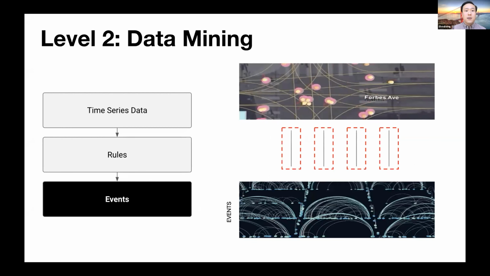Then, as soon as we clearly define the rules, we can scale this up on the existing dataset, and we can identify all instances where we see pedestrians crossing the street. And that's where you go from raw time series data to mined data, and the figure on the bottom illustrates how we visualize it in aggregate.